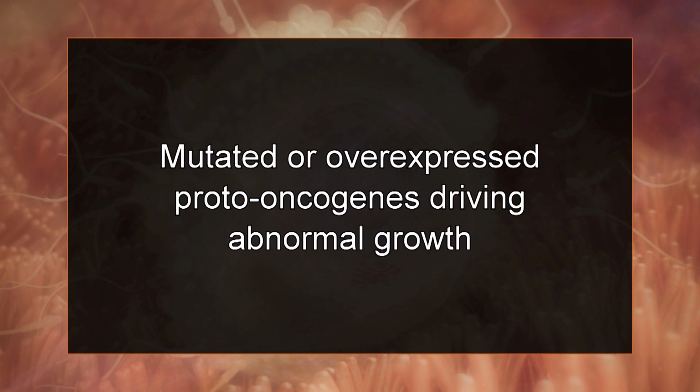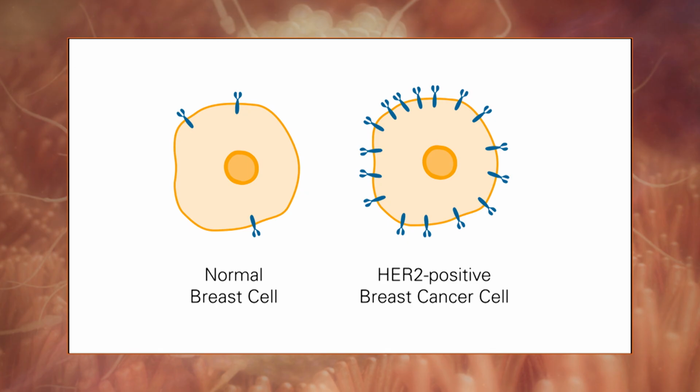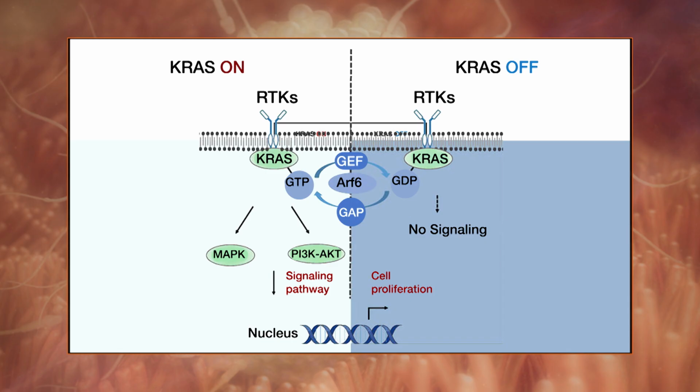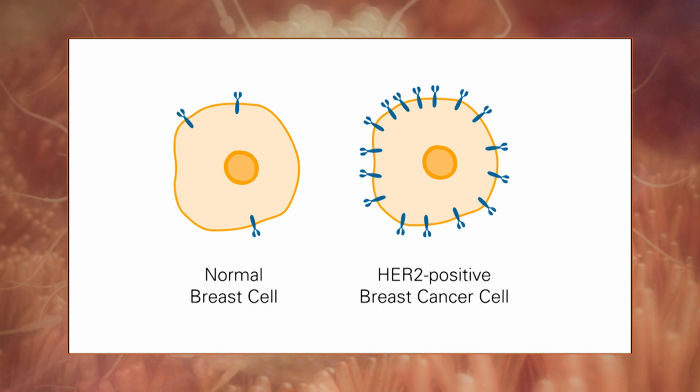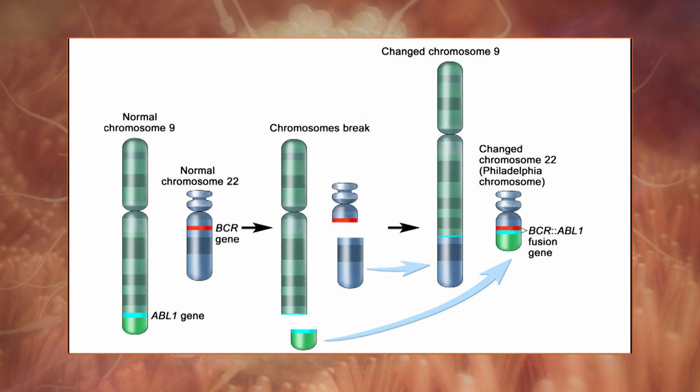Then we see genetic basis of cancer. Oncogenes. Dear students, mutated or overexpressed proto-oncogenes drive abnormal growth. Examples are rat sarcoma viral oncogene homolog, RAS, or myelocytomatosis viral oncogene homolog, MYC, and human epidermal growth factor receptor 2. There are certain mechanisms like point mutations, KRAS in colon cancer, amplifications like HER2 in breast cancer, translocations, breakpoint cluster region, Abelson murine leukemia viral oncogene homolog, like BCR-ABL in leukemia.